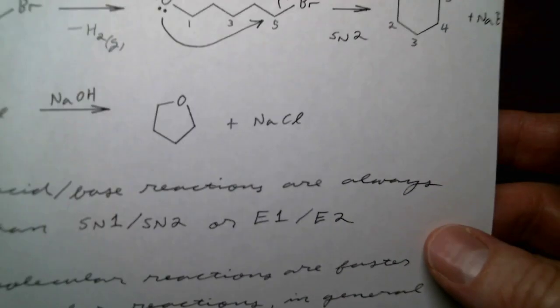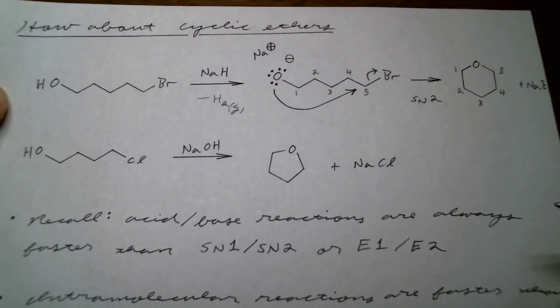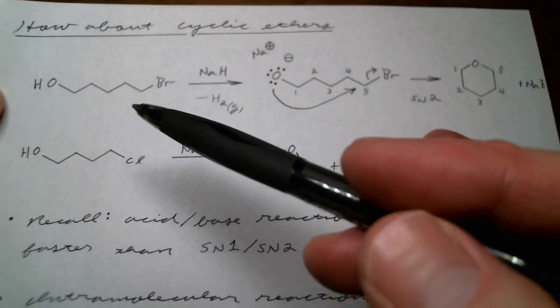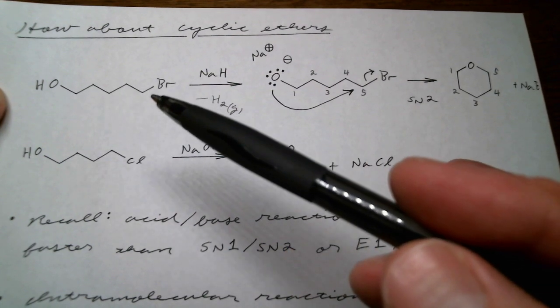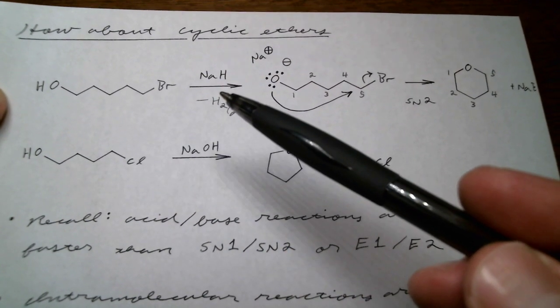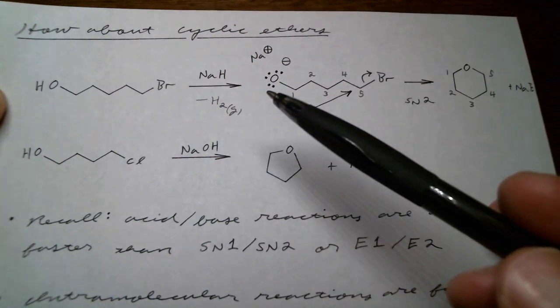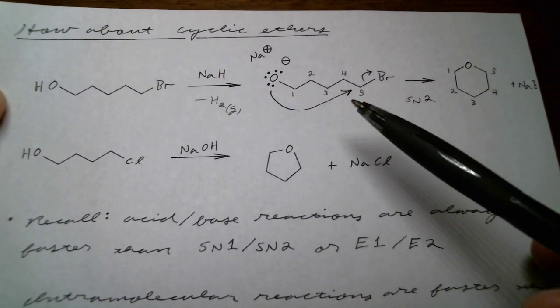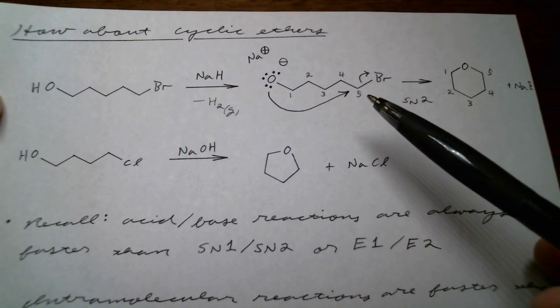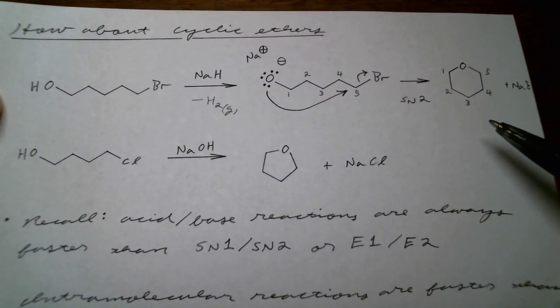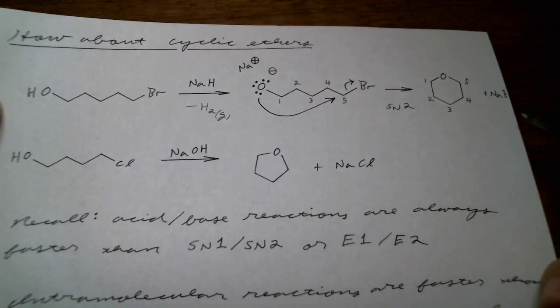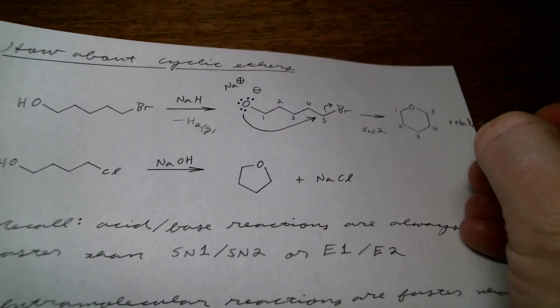Well, let's recall intramolecular SN2 reactions. If we have a molecule that has both a hydroxyl group and a good leaving group, we could hit it with sodium hydride, lose hydrogen gas, create a sodium alkoxide, which would then do an intramolecular SN2 reaction. Here we formed oxocyclohexane and sodium bromide.